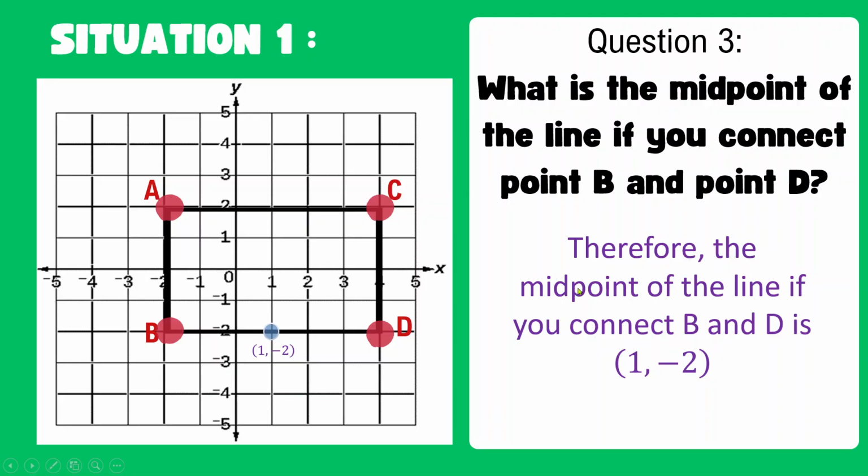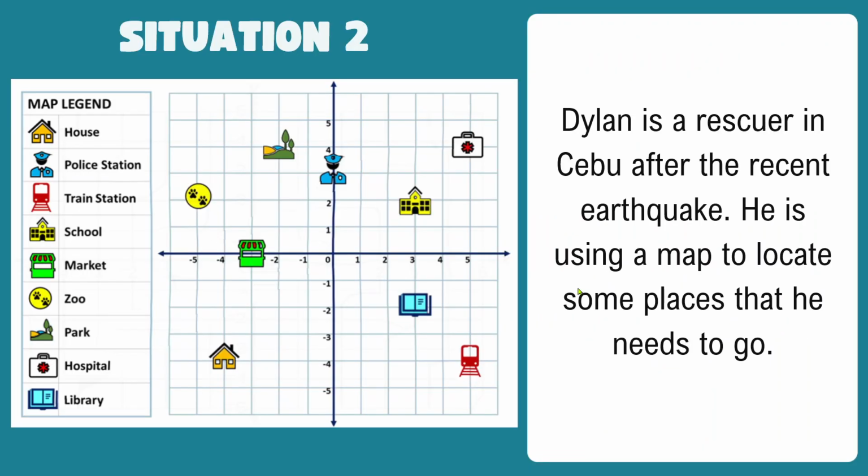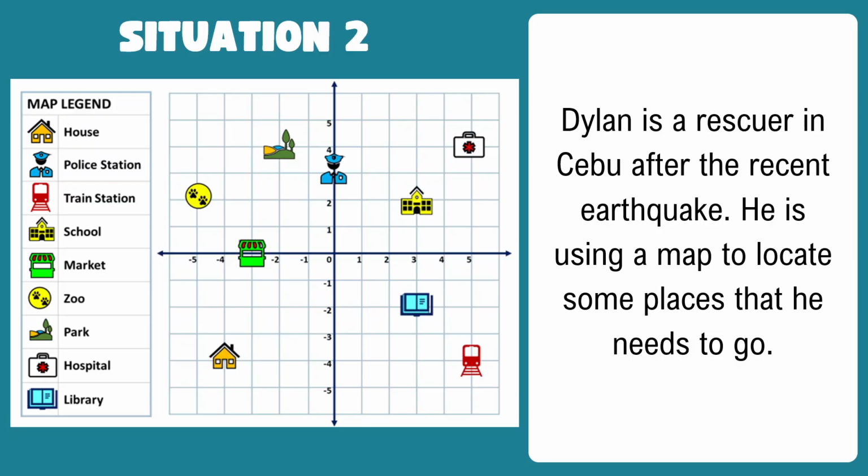Next situation. Situation 2. Dylan is a rescuer in Cebu after the recent earthquake. He is using a map to locate some places that he needs to go. So this map, we have here icons now, but they're on the Cartesian coordinate plane. So we have here the house, police station, train station, school, market, zoo, park, hospital, and a library.